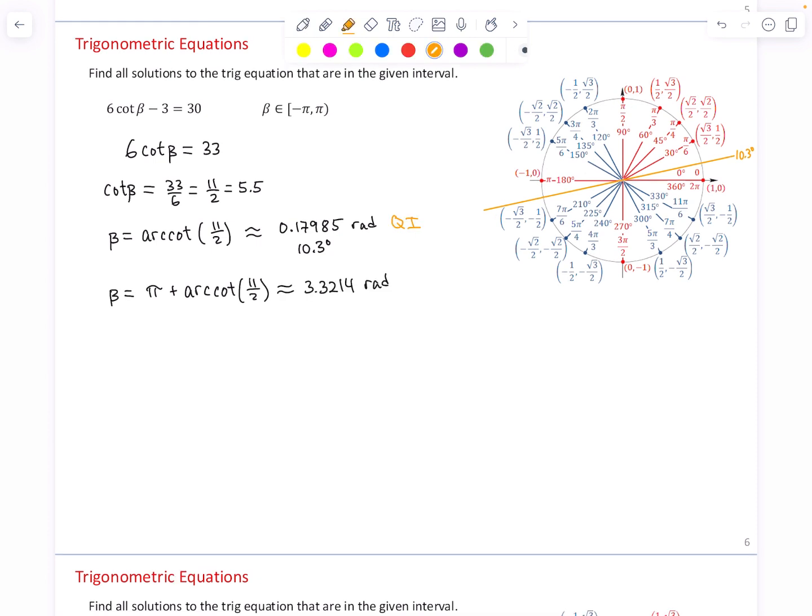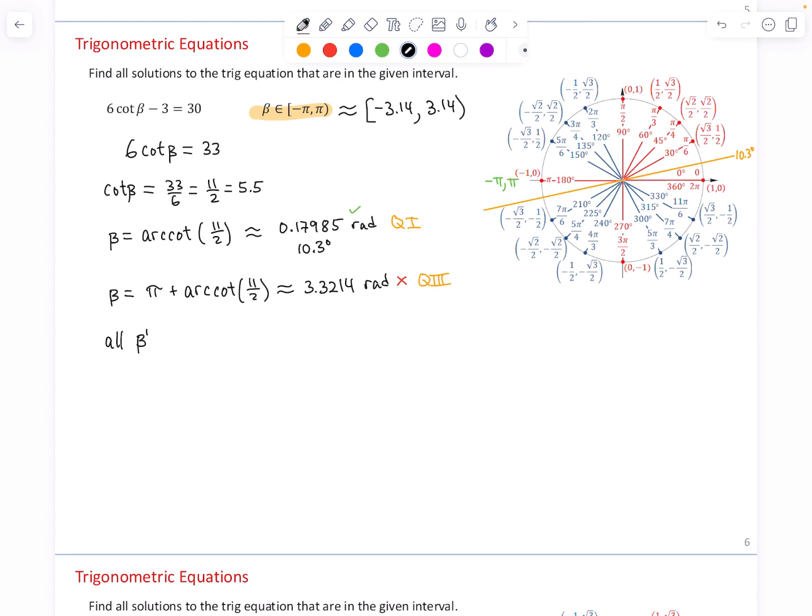Now notice, of these two options, consider our interval of acceptable answers, which in decimal form, negative pi is about negative 3.14, up to positive pi, positive 3.14. So in decimal form, our radians have to be between these two decimals. I can see right now that this second one is too large, but this first one is just right.